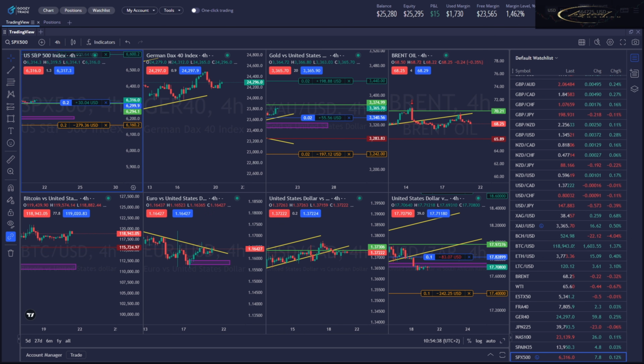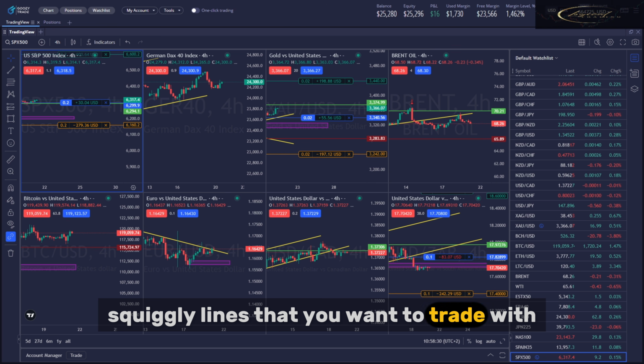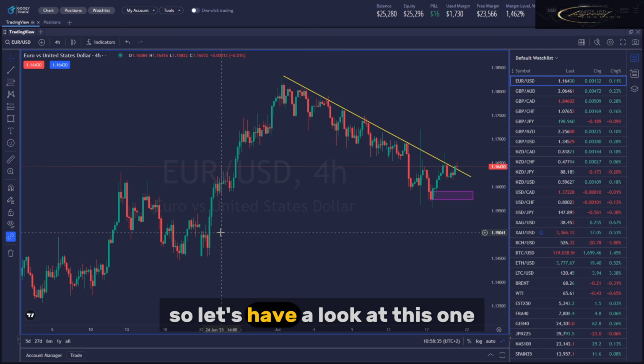Let's go and have a look at these lines. These are the lines, guys. Here we are on the lines. I always talk about the lines. Always talk about the little squiggly lines that you want to trade with. But what you want from these lines is a high probability setup. So let's have a look at this one.